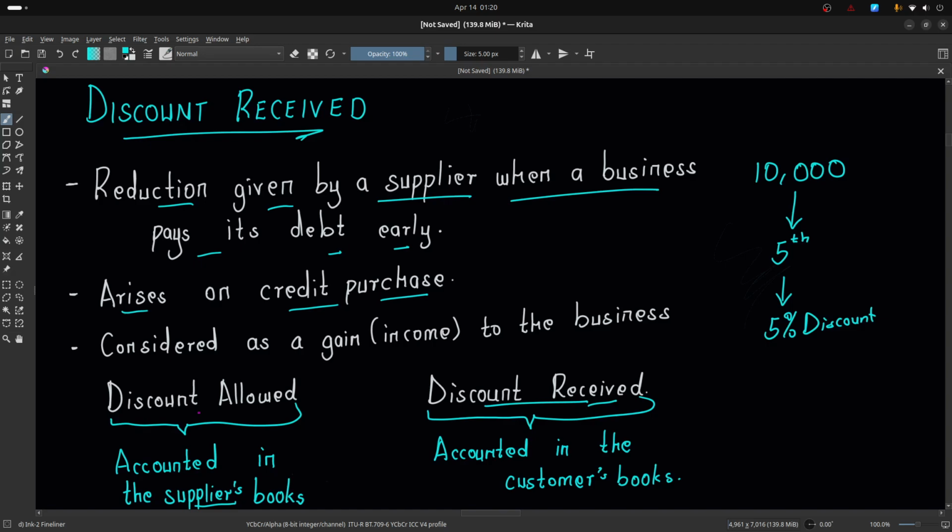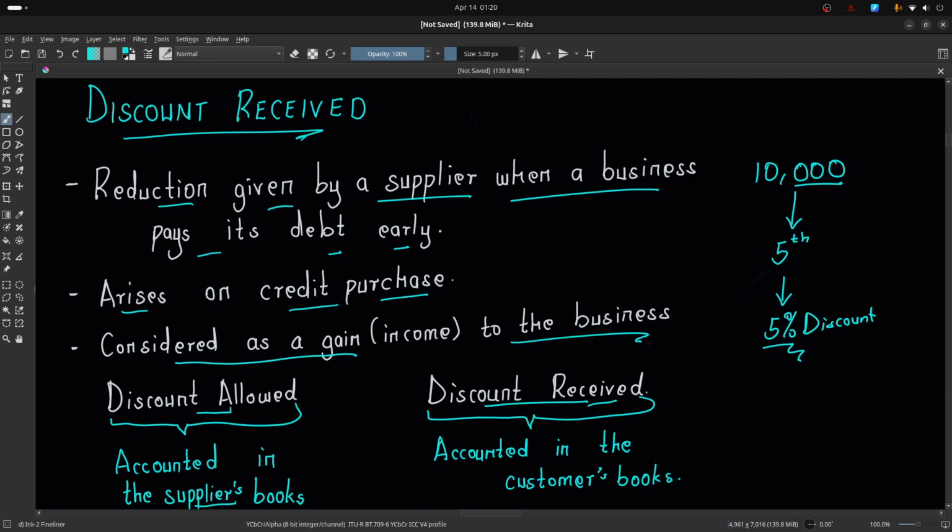Okay. Another thing to note is discount received is considered as a gain to the business because it's going to save you money. You were supposed to pay 10,000, but if you pay early, for instance, if I go and pay early, I'm going to pay less 5%. So this is considered as a gain and it's like another income to the business.